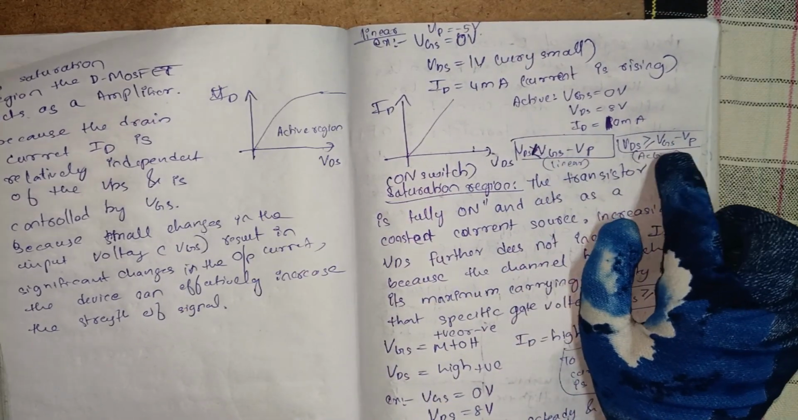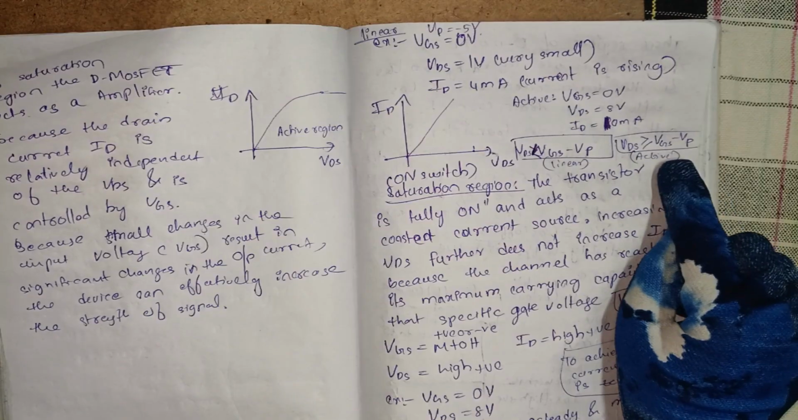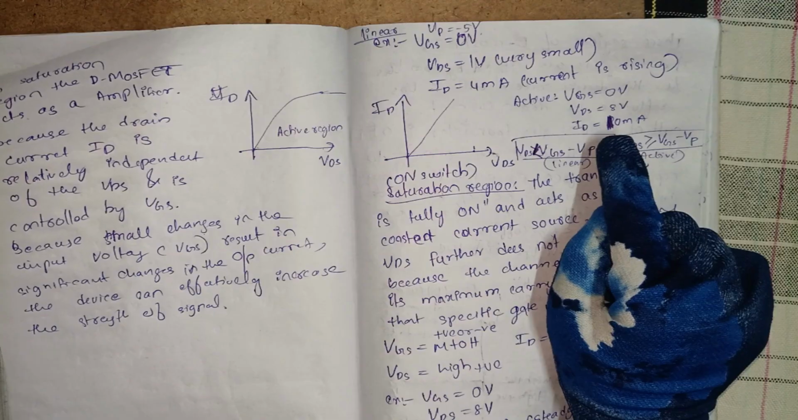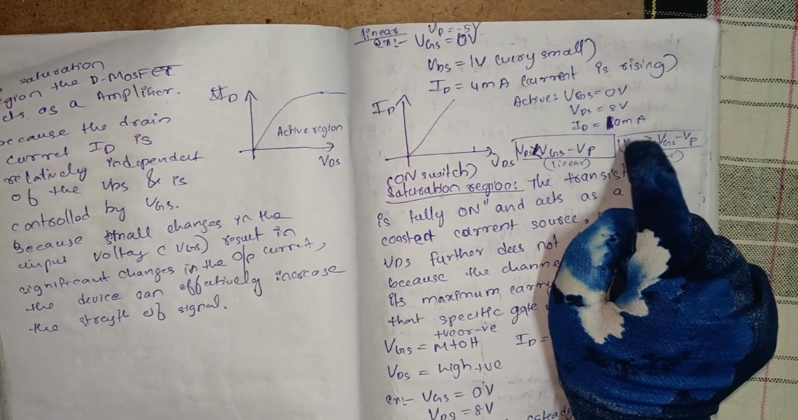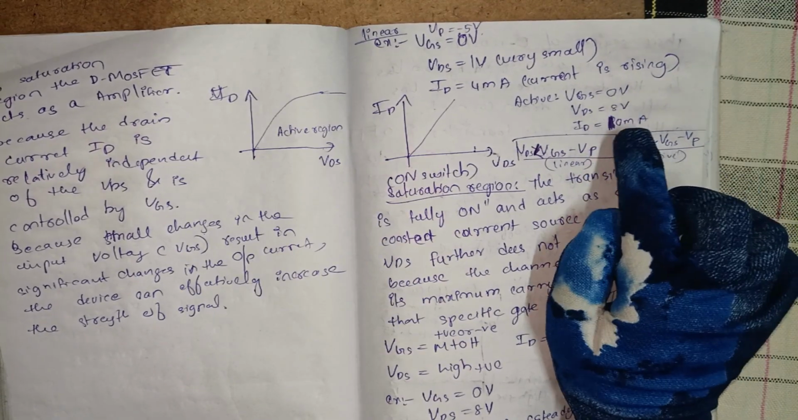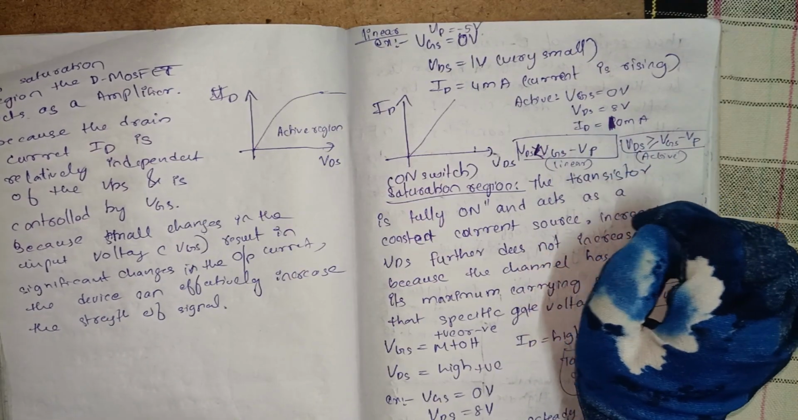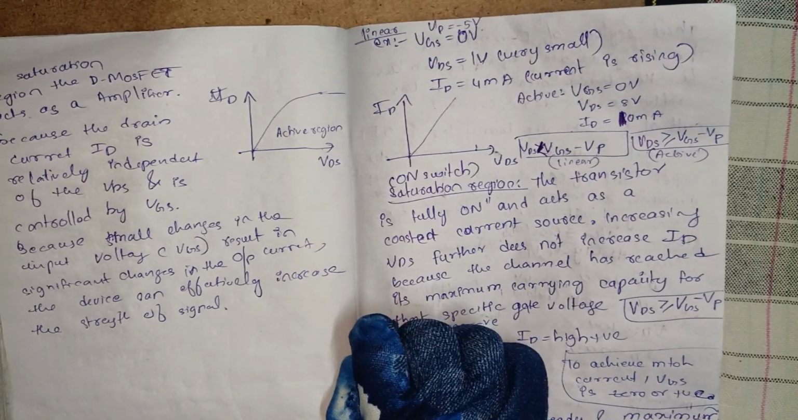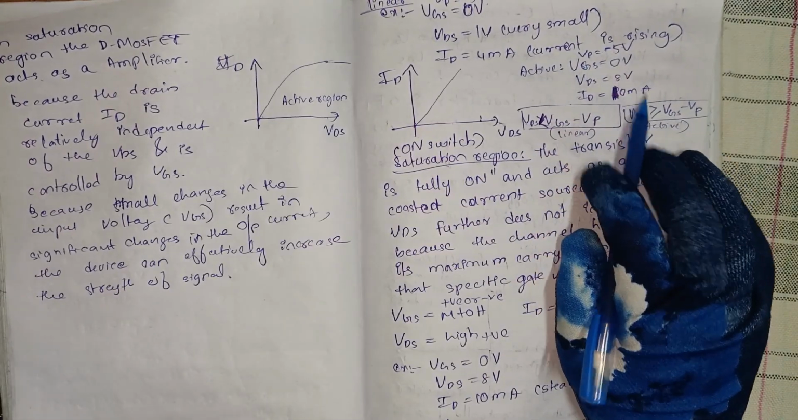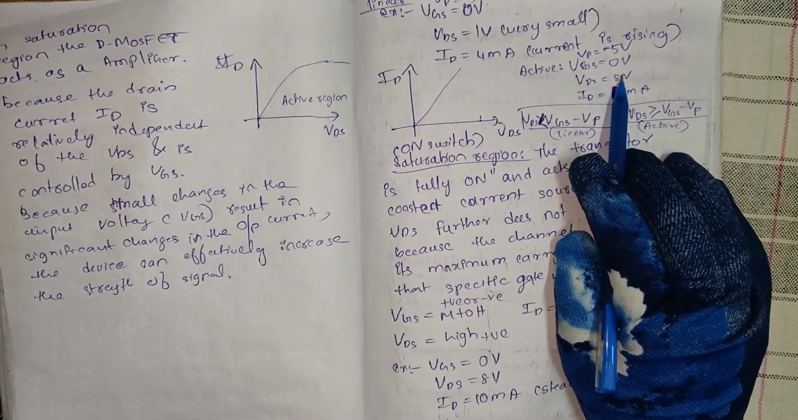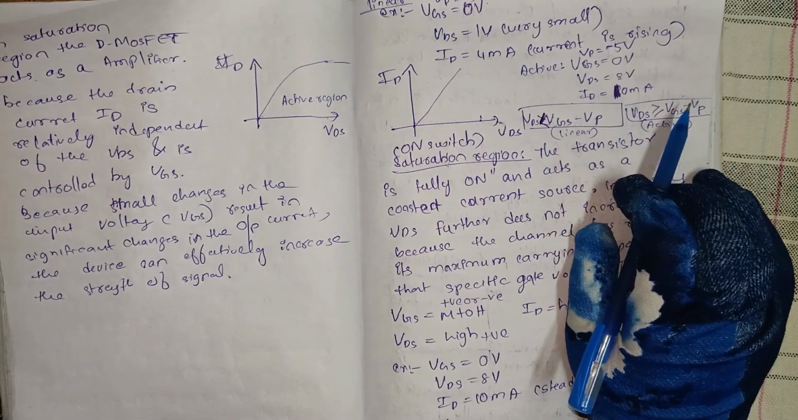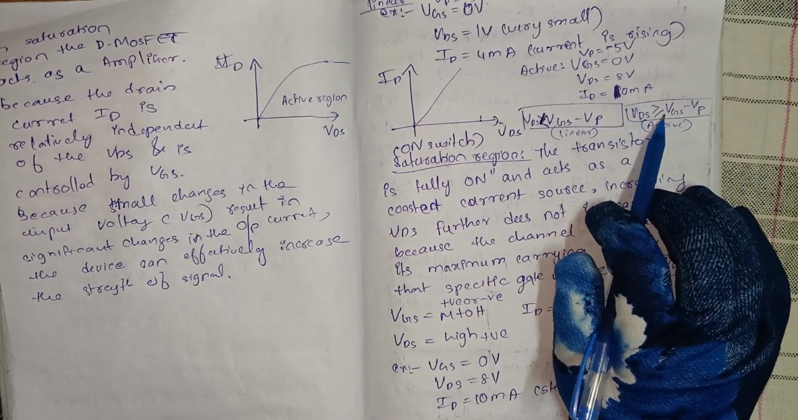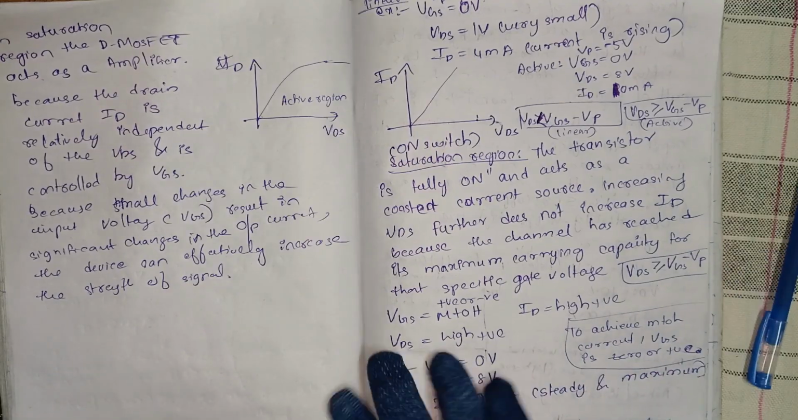And then VDS greater than or equal to VGS minus VP in the active region. So in the active region, VDS is 8, greater than or equal to VGS 0 minus VP. Here also VP is minus 5. So if we check this, 8 greater than or equal to 0 minus of minus 5, that is plus 5. 8 is greater than or equal to 5. Yes, true. Then the active condition is also satisfied.